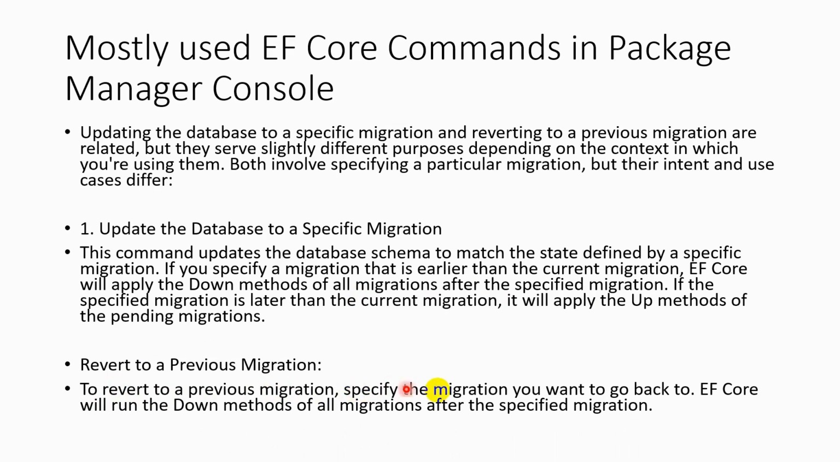To revert a previous migration, specify the migration you want to go back to. EF Core will run the Down methods of all migrations after the specified migration. The command is the same, but if the migration is not run, then EF Core updates the database to the specified migration, and if the migration is already applied and the migration row is present in the migrations table, then EF Core will run the Down method. Here is the command: Update-Database, then the previous migration name.